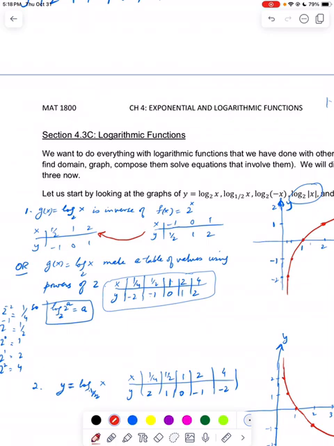So what does that mean? It means this piece which is below the x-axis will flip above the x-axis. So this piece will become something like that. This piece gets reflected above. Let me show you the graph.